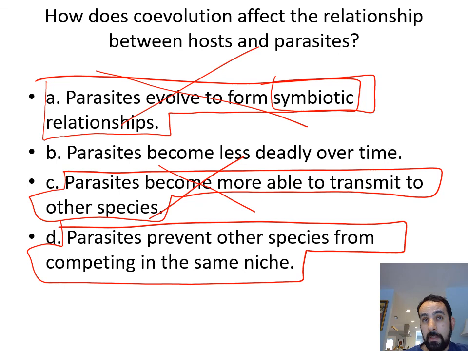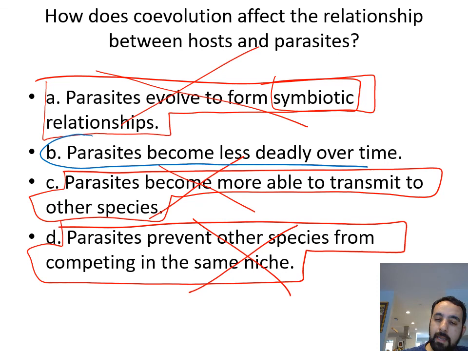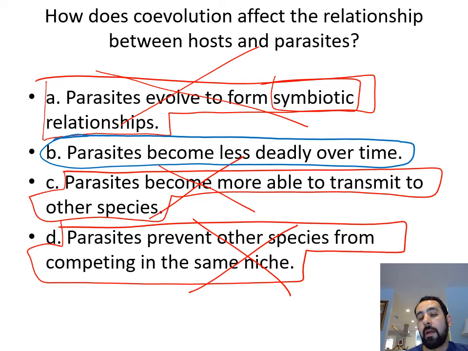But this is not coevolution, right? This is just an effect of competition, right? So this is not a good option. But we can say with certainty that parasites become less deadly over time. Indeed, that's what that graph just showed you, right? Over time, the bunnies became less and less affected by the parasites.